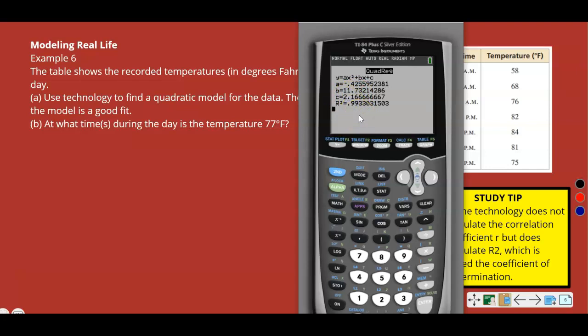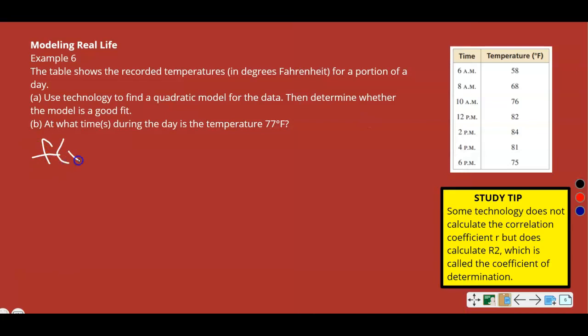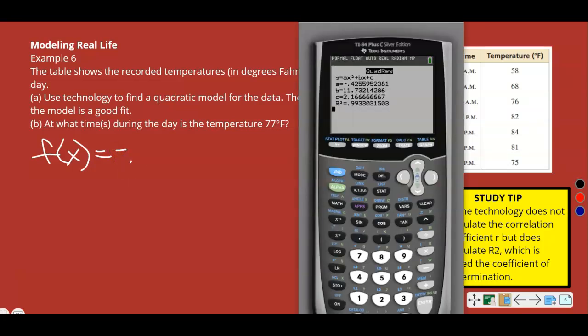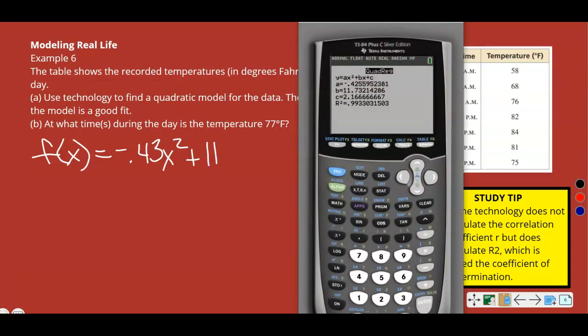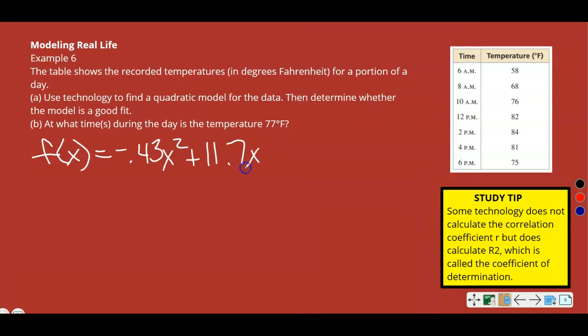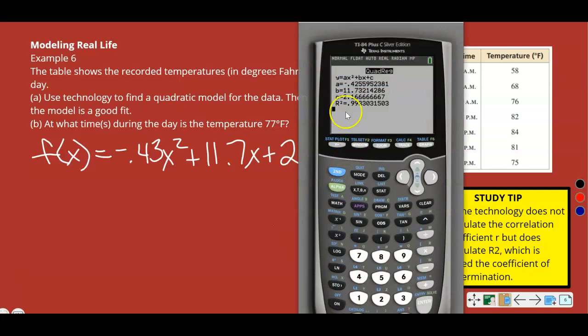Let's go ahead and write our function down. We can say f of x, we can say y equals, however you want to put it. That was -0.43x squared plus 11.7x plus 2. So that's an equation. Of course, these numbers are rounded just a tad bit, but that's an equation written by your calculator based on the points from this table.